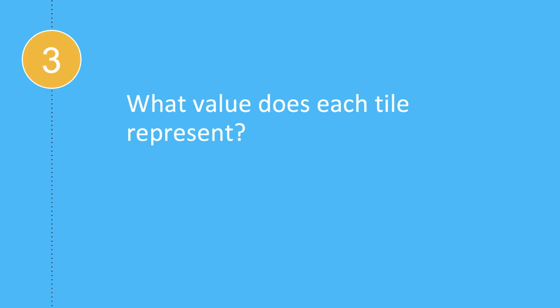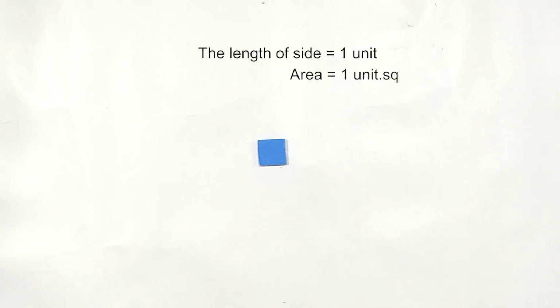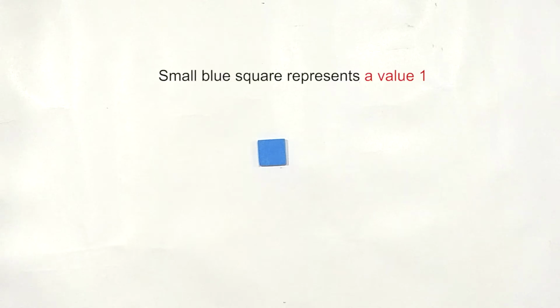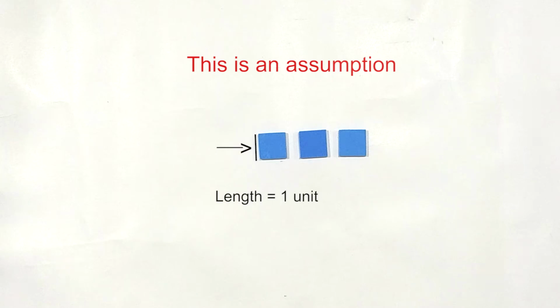The value each shape represents is based on the area it occupies. For example, we assume that the length of each side of this small square is 1 unit. So, it occupies an area of 1 unit squared. So, we use the small square to represent the value 1. Since this is blue in color, it represents positive 1. So, naturally, to represent the value of positive 3, we use 3 small blue squares. Observe here that the length of the side of this square, being 1 unit, is simply an assumption. The actual length does not matter as long as it is uniform across all small squares.